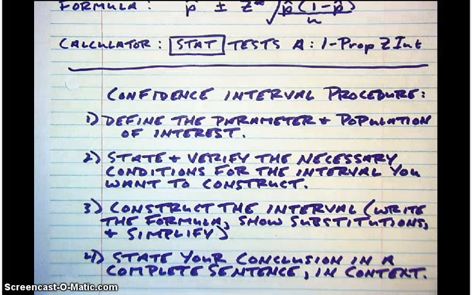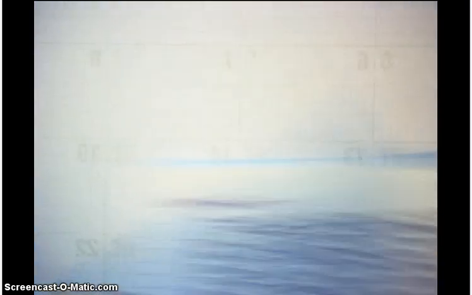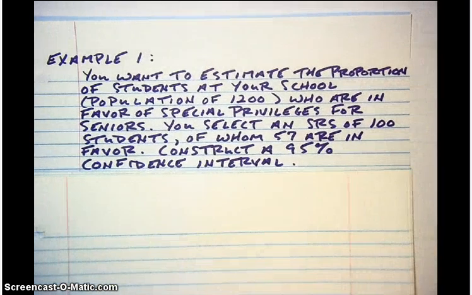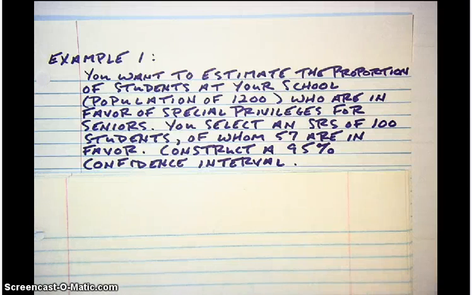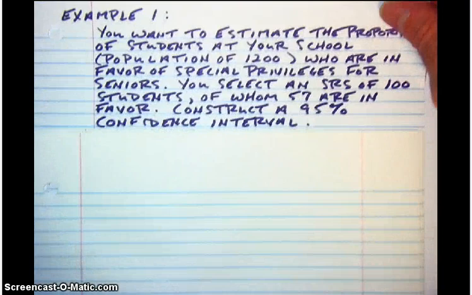Here are a couple of examples that will give you an idea about what I'm talking about. In the first example here, you want to estimate the proportion of students at your school, which has a population of 1,200 students, who are in favor of special privileges for seniors. You select an SRS of 100 students, of whom 50% are in favor, and you want to construct a 95% confidence interval. You can see there's a very limited amount of information that you're going to need in order to make this work.